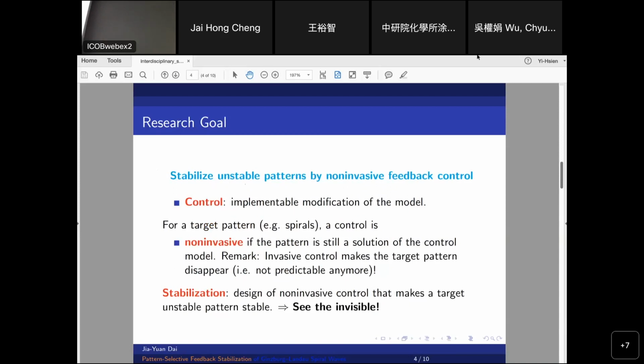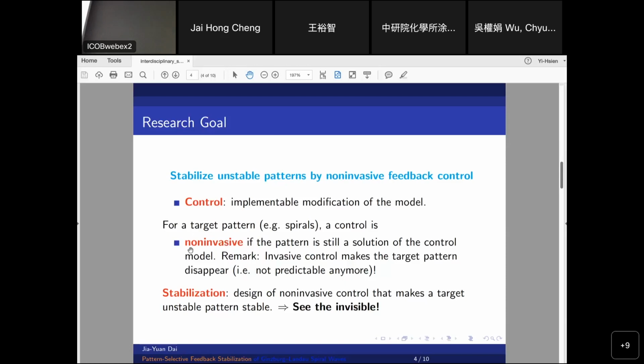And how? By the so-called non-invasive feedback control. Here there are several keywords. The first one is, what is a control? A control is an implementable modification of a model. So you have a model, now you want to modify it. You add some term, you multiply some term, you change the model. If this modification can be implemented in numerics or in experiments, that is a control.